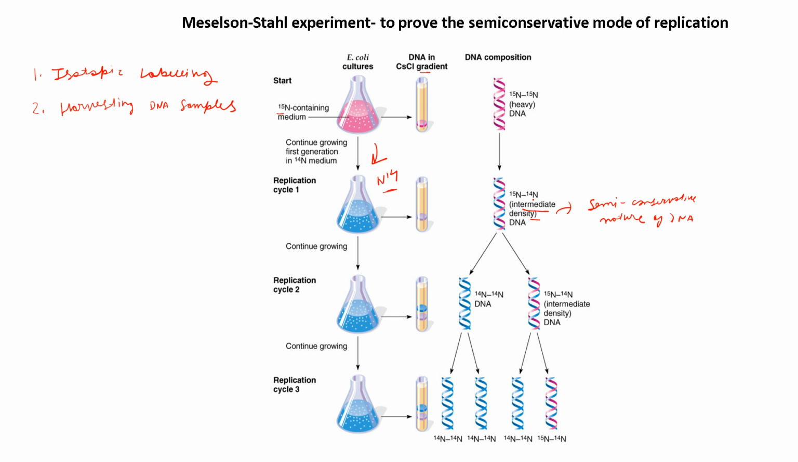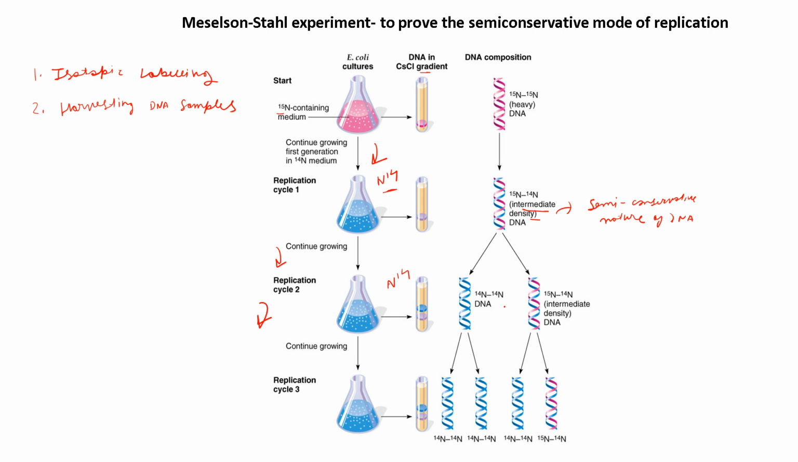strand with N14 label. So you can see that after one round of replication in the N14 medium, the DNA exhibits a single band of intermediate density. This finding supported the semi-conservative mode of DNA replication. Additionally, the subsequent rounds of DNA replication in N14 medium confirm the persistence of the intermediate band.